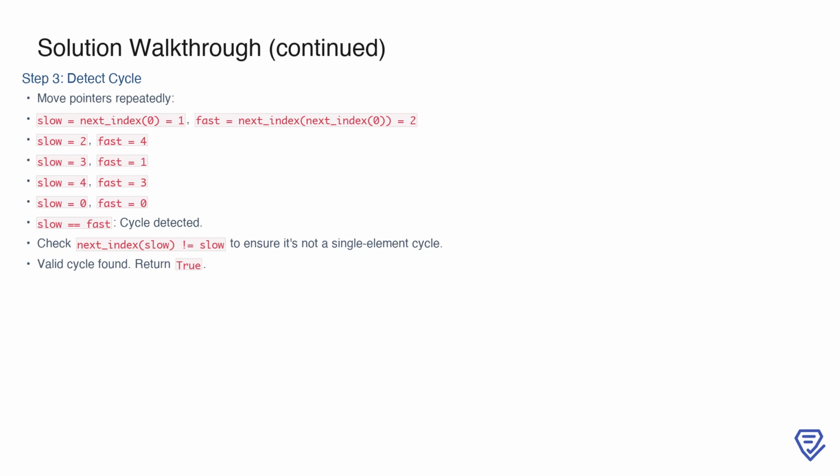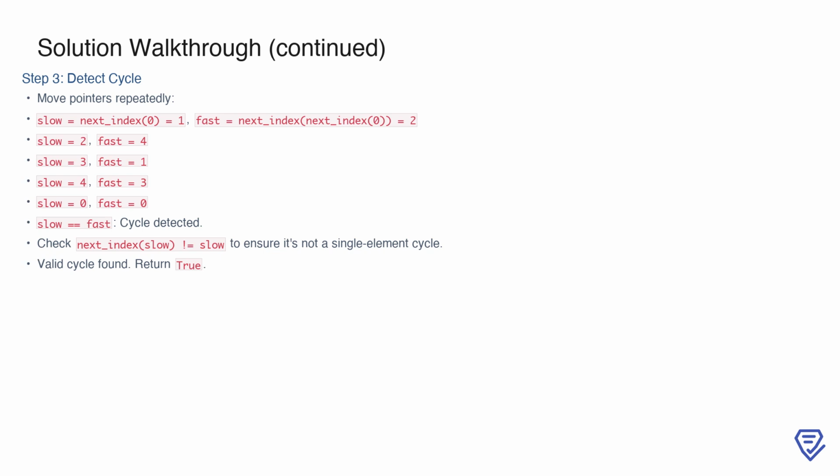First, the slow pointer moves to next_index[0] equals 1, and the fast pointer advances 2 steps to next_index[0] equals 2. On the next iteration, the slow pointer moves to 2, while the fast pointer jumps to 4. Continuing this process, the slow pointer moves to 3, and the fast pointer moves to 1. Then, the slow pointer moves to 4, and the fast pointer moves to 3. Finally, the slow pointer returns to 0, and the fast pointer also ends up at 0. At this point, slow and fast meet, indicating a cycle.